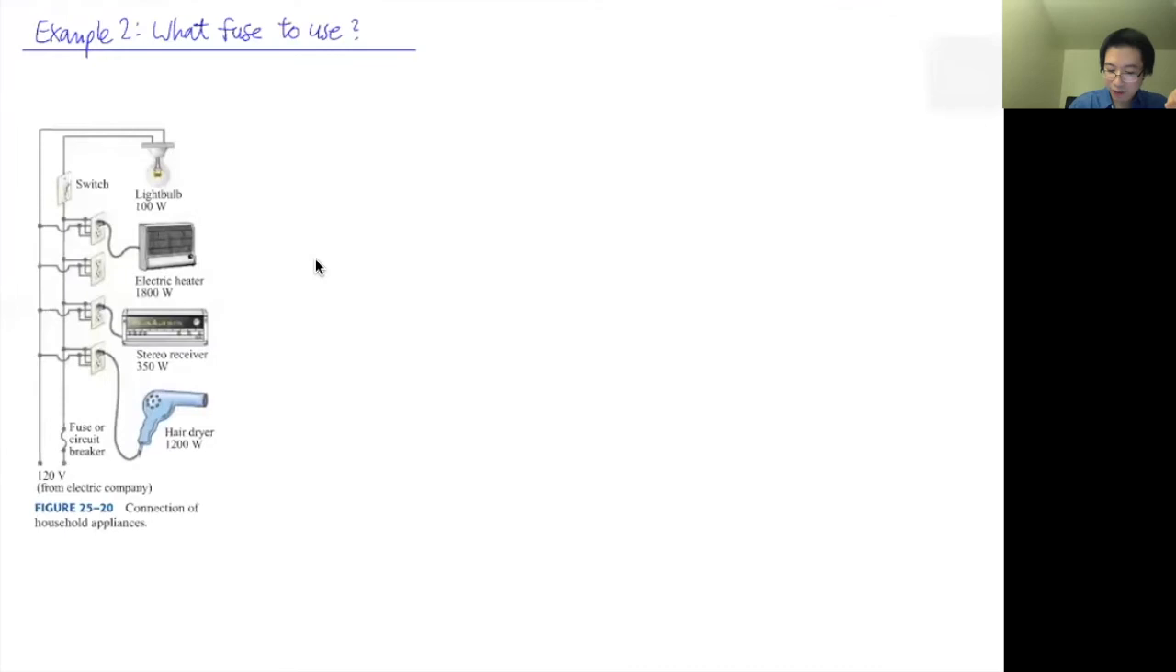One of them can be a light bulb, another can be a hairdryer, another can be a heater, whatever. So these are all different resistances. But let's say this is the power that comes from the power company. It's 120 volts like this, right? And look at the arrows.